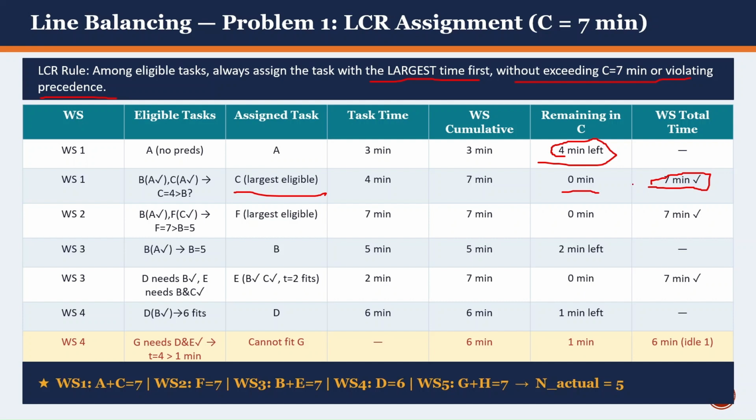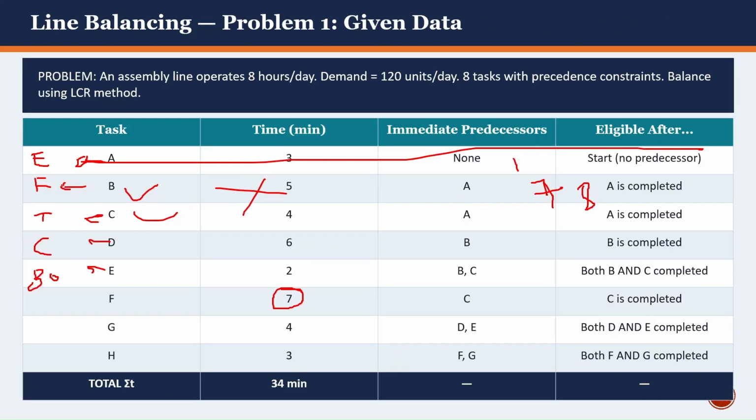Now moving ahead, we are done with A and C. Now we are remaining with B. Now we will be moving towards workstation 2. So what do we have available for workstation 2? A is done, C is done. Now we are available with B, D, E, F. The remaining parts are B, D, E, F, G, H.